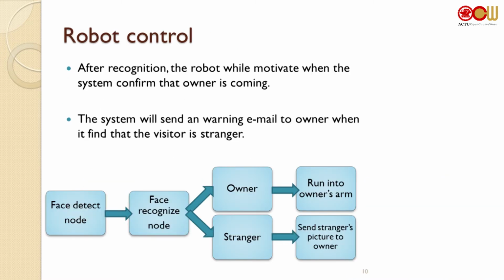Let's talk about robot control. Here's our algorithm. When the visitor comes, there's a face detecting node, and the robot will send a face image to the laptop to identify. After recognition, if the visitor is the owner, the laptop will send a confirm message to motivate the welcome node to run to the owner. If the visitor is a stranger, the laptop will send a warning email to the owner to let them know there's a stranger in their home.